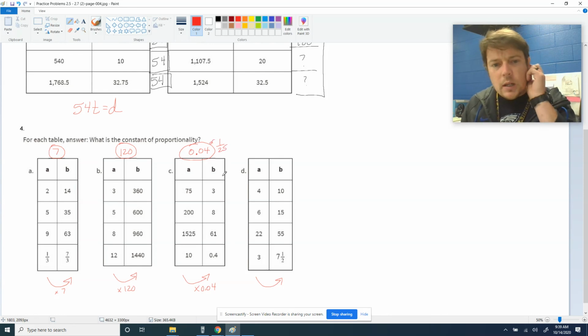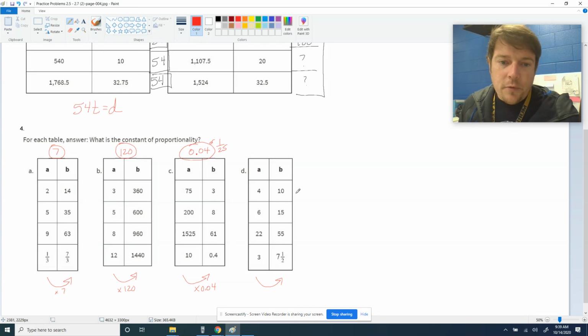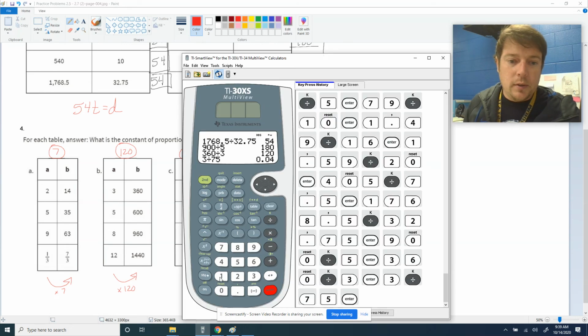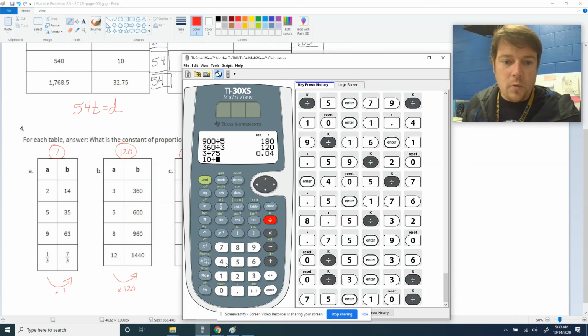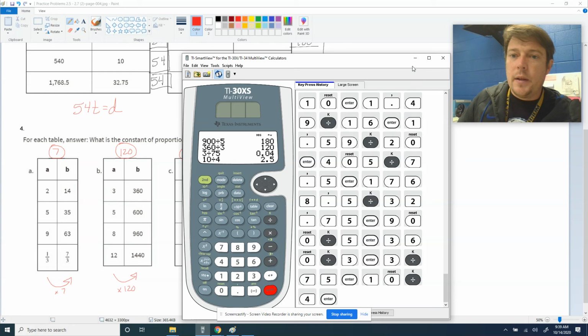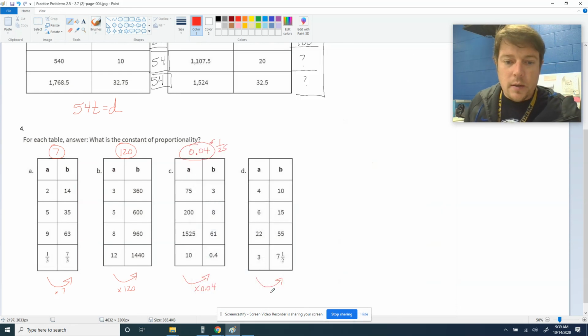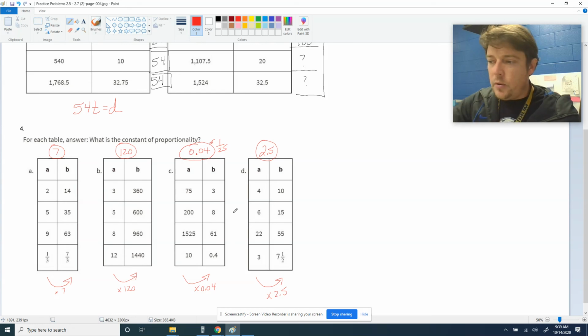And then lastly, to get from 4 to 10, 6 to 15, 22, and so on and so forth, we have to divide 10 and 4 to find that answer. So 10 divided by 4 gives us 2.5. Since our multiplier from left to right is 2.5, that is also our constant of proportionality. And there we go. There's your homework. It's finished. You can take a breather, and good luck on your test on Friday.